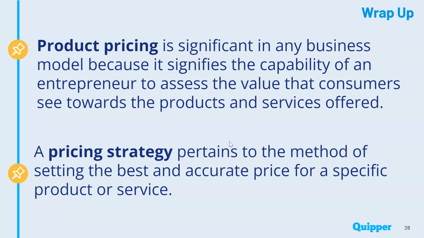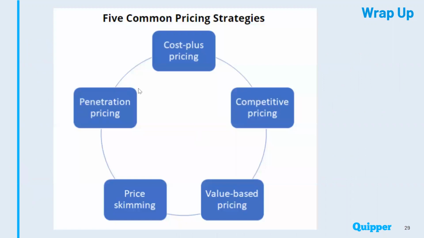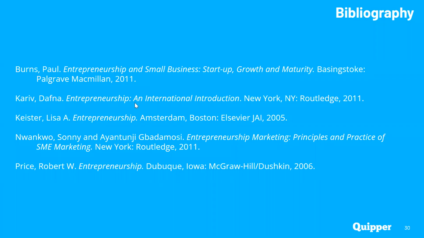Okay, just to wrap up, product pricing is significant in any business model because it signifies the capability of an entrepreneur to assess the value that consumers see towards the products or services offered. A pricing strategy pertains to the method of setting the best and accurate price for a specific product or service. So we have 5 common pricing strategy. Again, the cost plus pricing, competitive pricing, value-based pricing, price scheming, and penetration pricing.